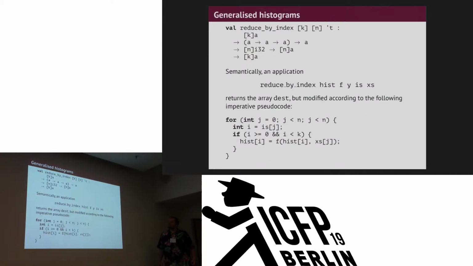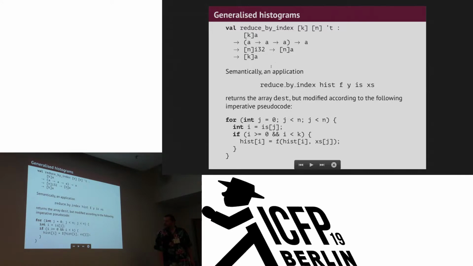This construct is one I've called reduce by index. It's polymorphic in that it takes first an array of k a's. And then a combining operator, a binary operator from A to A, which must be associative and commutative. Then another A, which must be a neutral element for the operator. So for example, if this is plus, this must be 0, and if this is multiplication, then this must be 1. And then it takes an array of n integers and an array of n values.